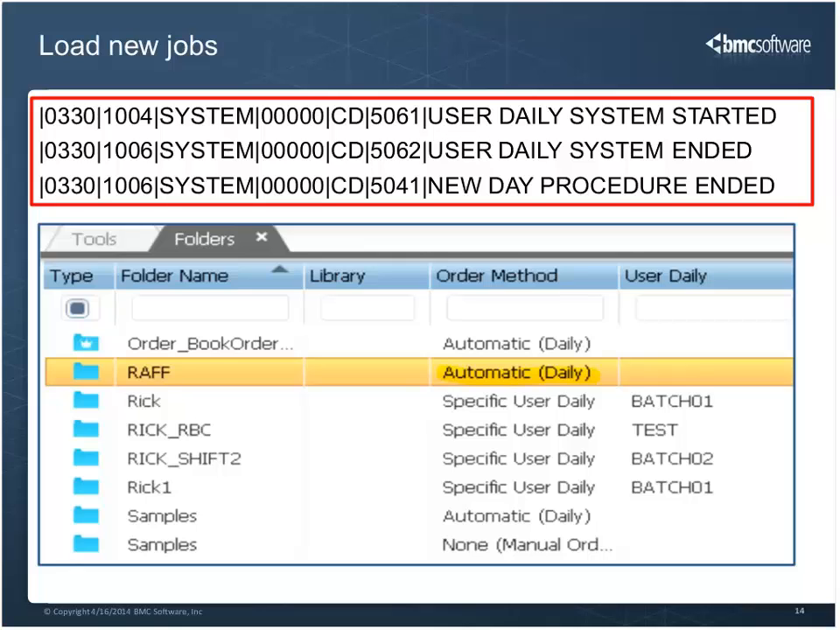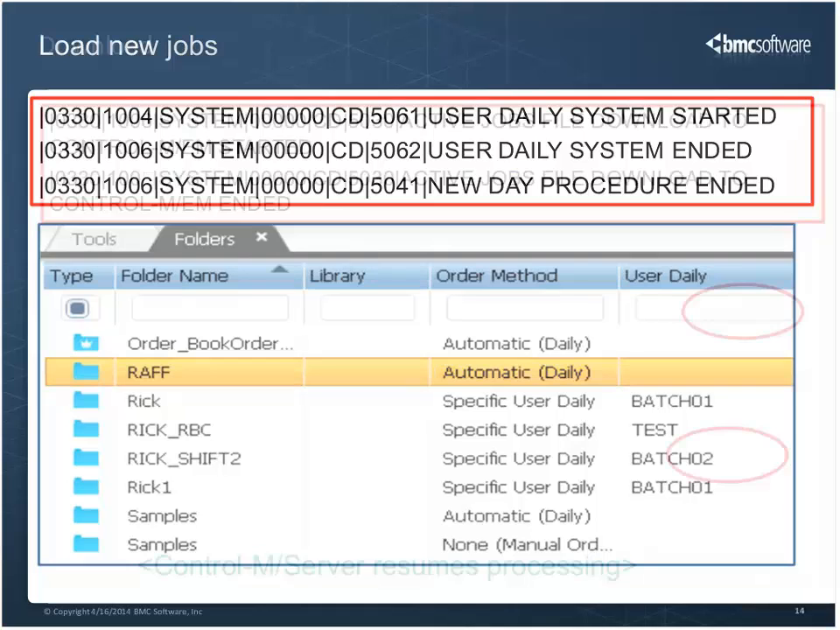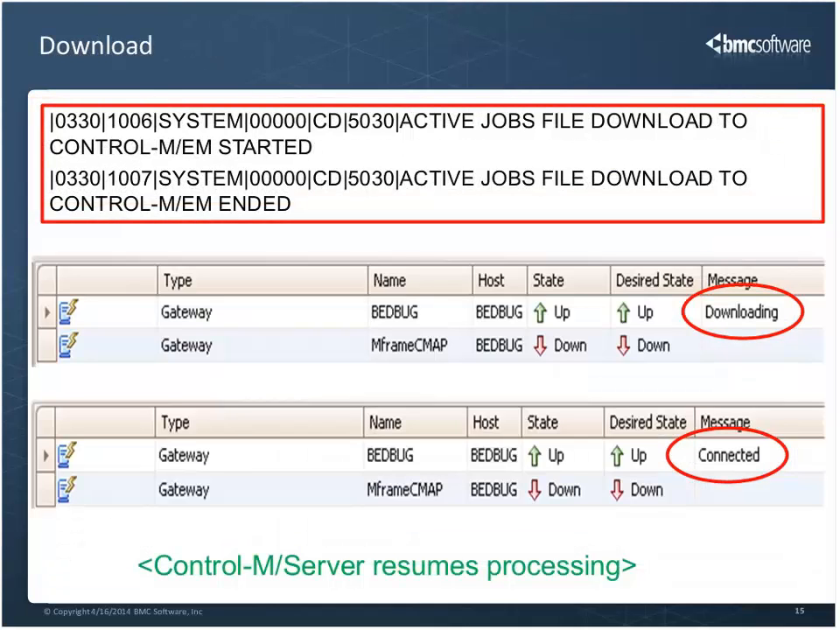Okay, once again, now that we have loaded in the new jobs, our active environment is complete, and the new day processing really has finished, as you can see here in the messages. But the Control-M-Server needs to do one more step, which is that it has to download this new active environment that it's built to the EM so that they're in sync. And you can see the download messages there, the server messages. As well, on the EM side, you'll see that the gateway changes state from the formatting HAF state to the downloading state. And that's during the download process.